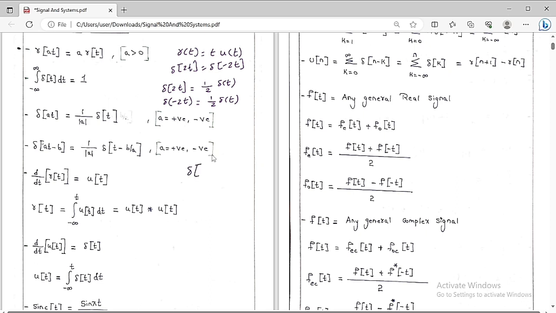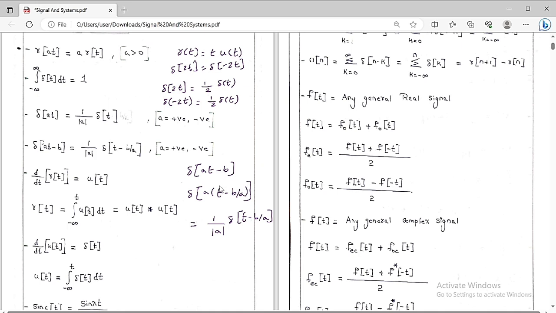So delta of at minus b. Here what I will do, I will take a inside as common. If I take a inside common, then I am going to get delta of a times t minus b by a. I am going to assume the inside as t, the previous concept. So like the previous concept, what can we apply? Which is equal to 1 by mod a delta of t minus b by a. Just by applying the previous concept, we have got this one.